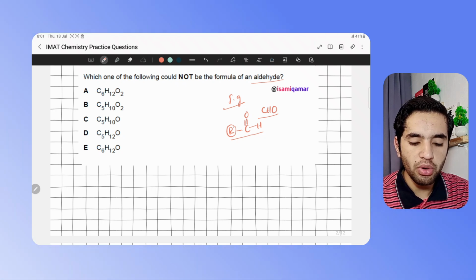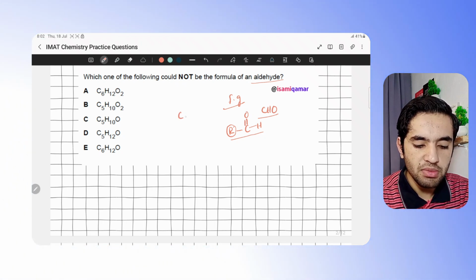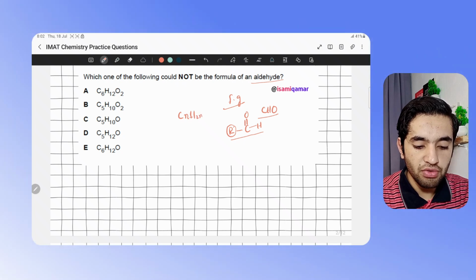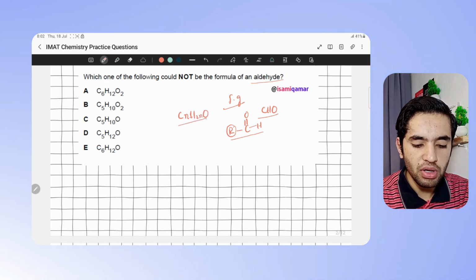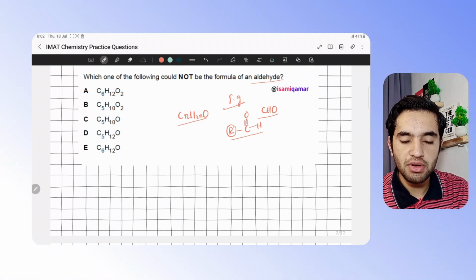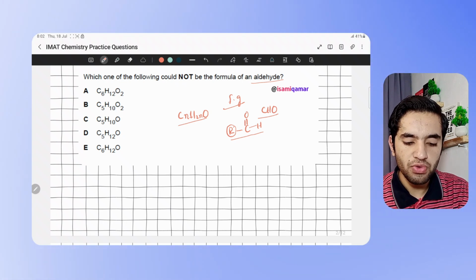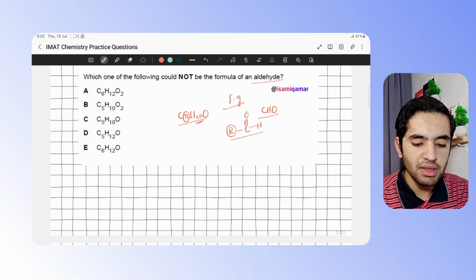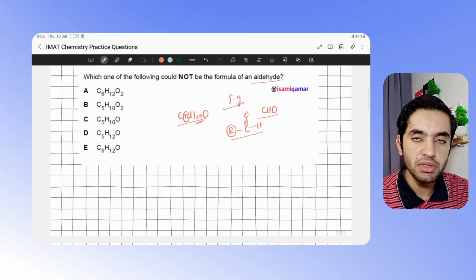Now the general formula of aldehyde, you must remember, as there is for alcohol, for ketone, for everything, for ether, for ester. So it is CnH2nO, so Cn H2n, which means whatever the number of C, H will be 2 times of it. Okay, so now apply this formula on these options and let's see.